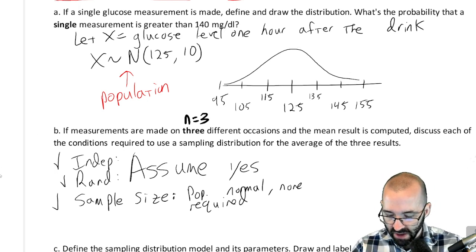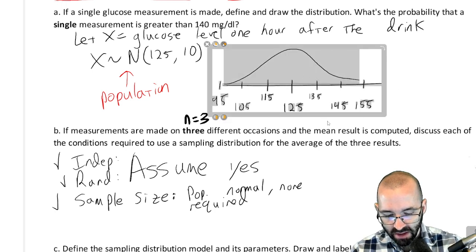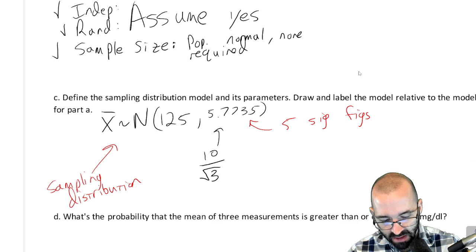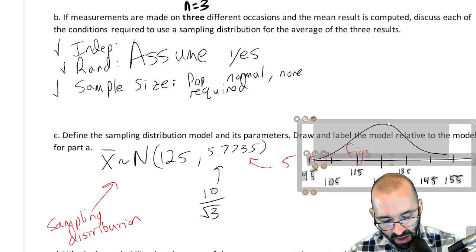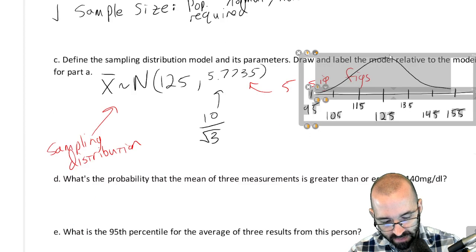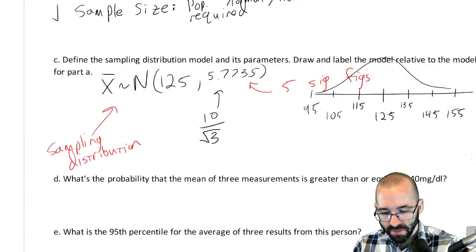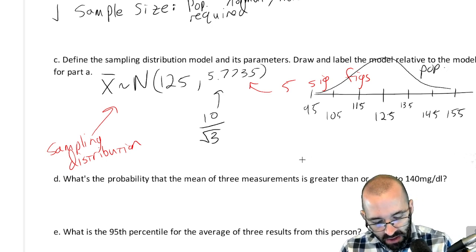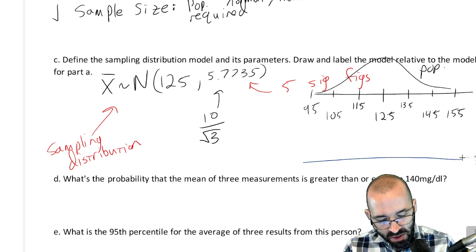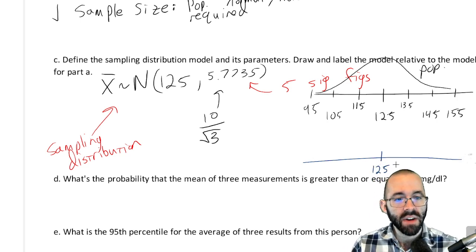Hold on, how do I want to do this? I wonder if I can copy it down over here, and then we can do one on top of the other. So that's our original, our population. And then let's look at our sampling distribution. It also has a mean of 125.